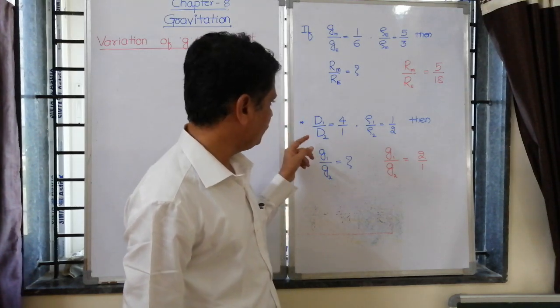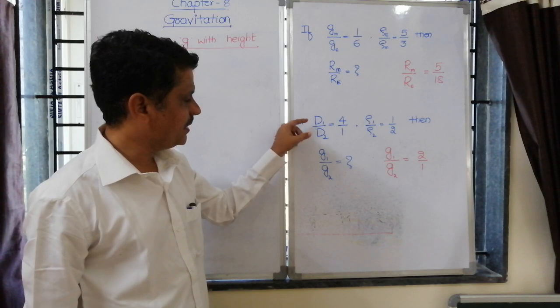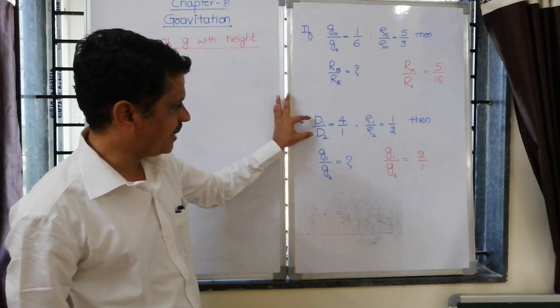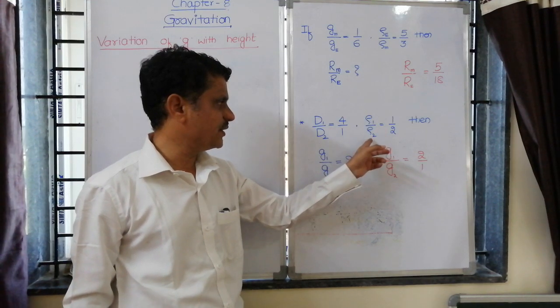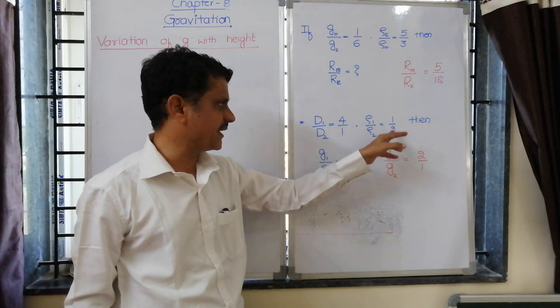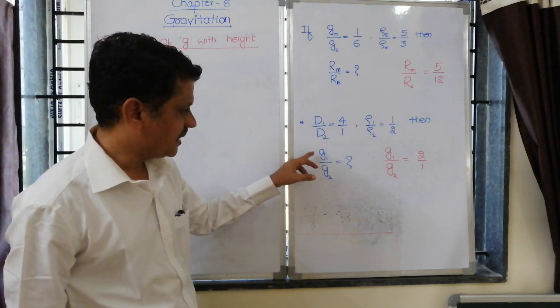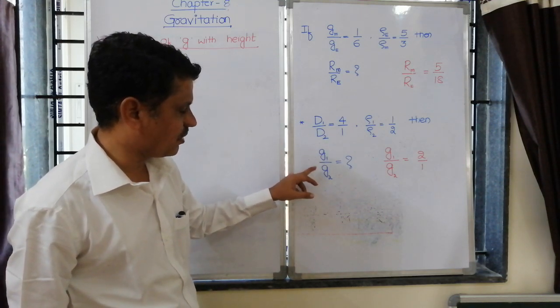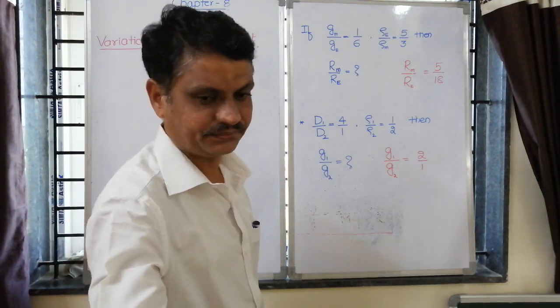And second question, ratio of diameter of two planets is 4 by 1 and ratio of density of two planets is 1 by 2. Then what is the ratio of acceleration due to gravity on those two planets? Answer is 2 by 1.